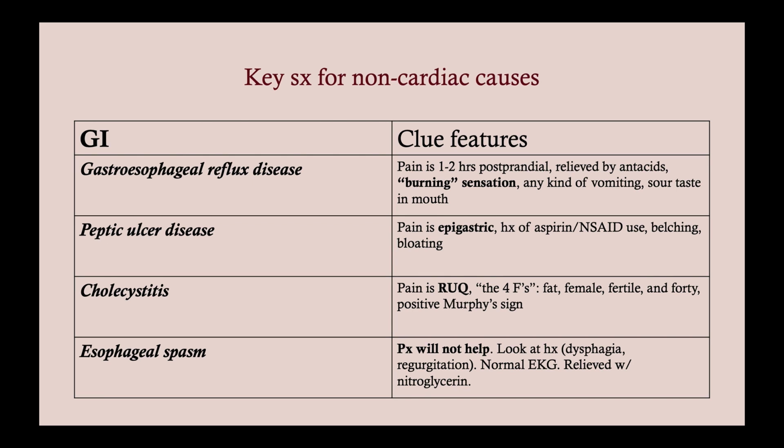And then esophageal spasm. In this case, a physical exam is really not going to help too much. You want to look at your history. These patients tend to have a history of dysphagia or regurgitation. A lot of times, though, this pain so closely mimics an MI that you're going to wind up getting an EKG, but that EKG will be normal. If you give these patients with esophageal spasm nitroglycerin, a lot of times that's going to resolve the pain. In that case, you've got your diagnosis.